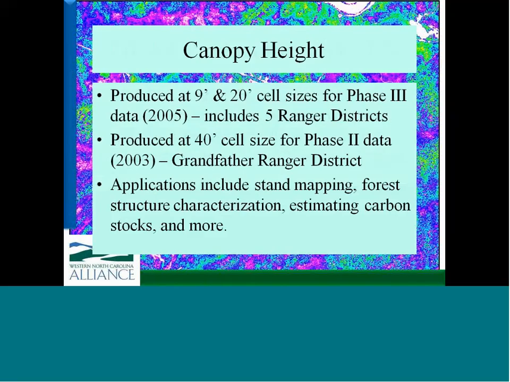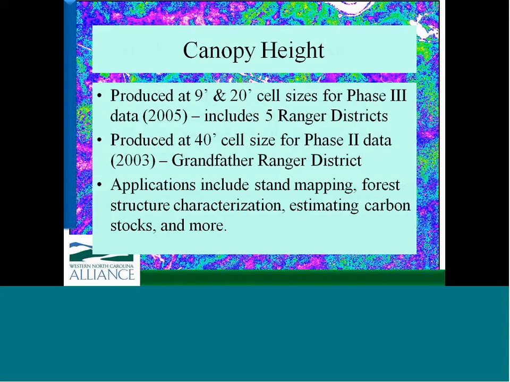Canopy height models were produced at 9 and 20-foot cell sizes for Phase 3, and that includes 5 of the ranger districts in Nantahala-Pisgah National Forest. For the Grandfather Ranger District, unfortunately, that was part of the Phase 2 acquisition, and it only allows about a 40-foot cell size. Some people even prefer a 60-foot cell size.